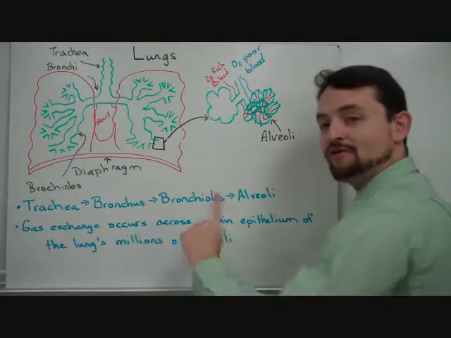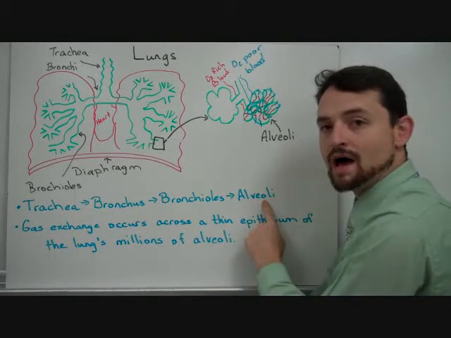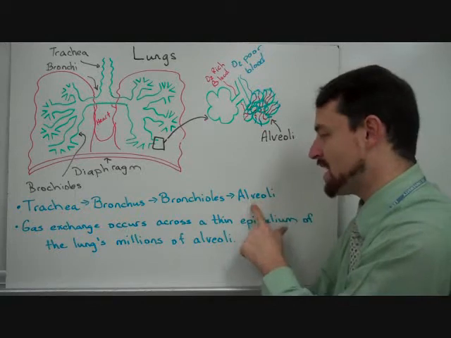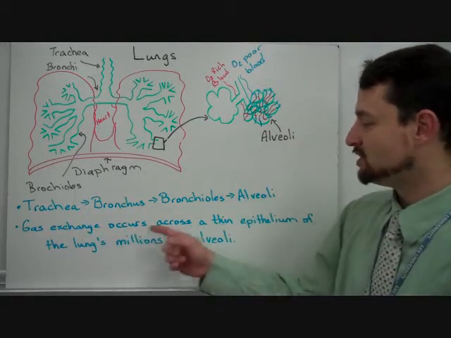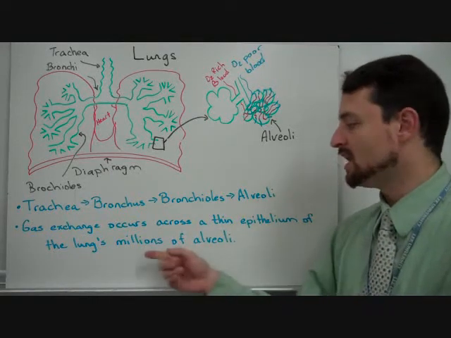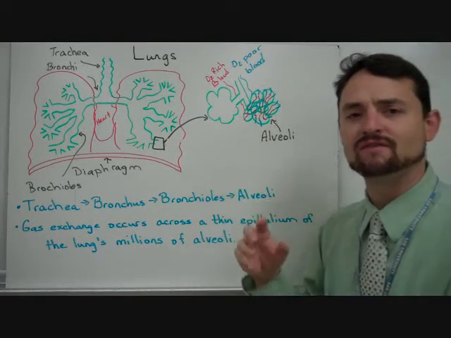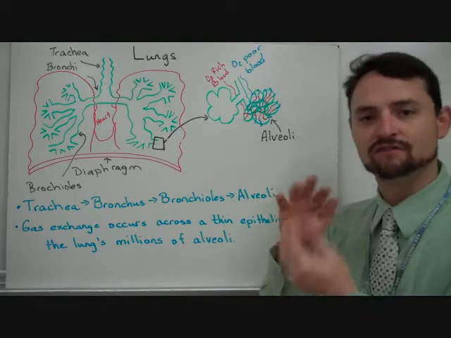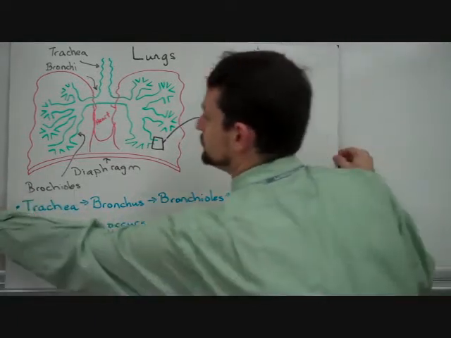So the flow of air will go trachea, bronchus, bronchioles, alveoli. That'll be the flow of oxygen in. Then the flow of carbon dioxide out would be alveoli, bronchioles, bronchus, trachea. This gas exchange occurs in a very thin epithelium of the lungs, millions of alveoli. We're talking about tons of these all over the place, and they have a very thin epithelial layer on the inside of them, and that allows that diffusion of oxygen and carbon dioxide to take place rather easily.